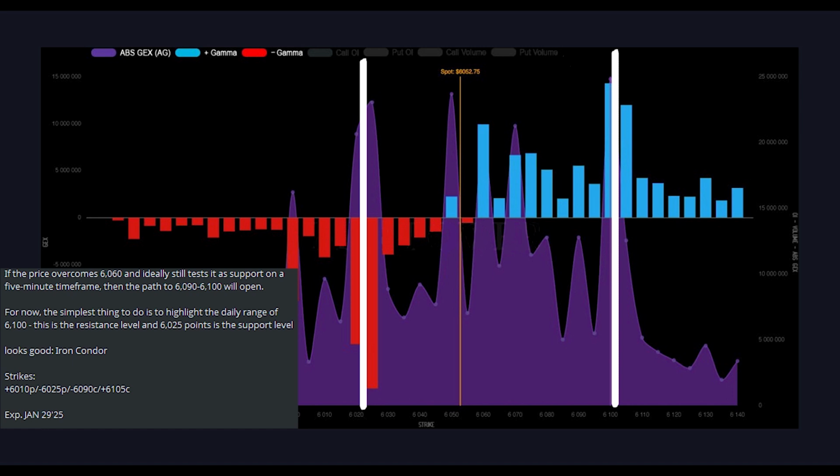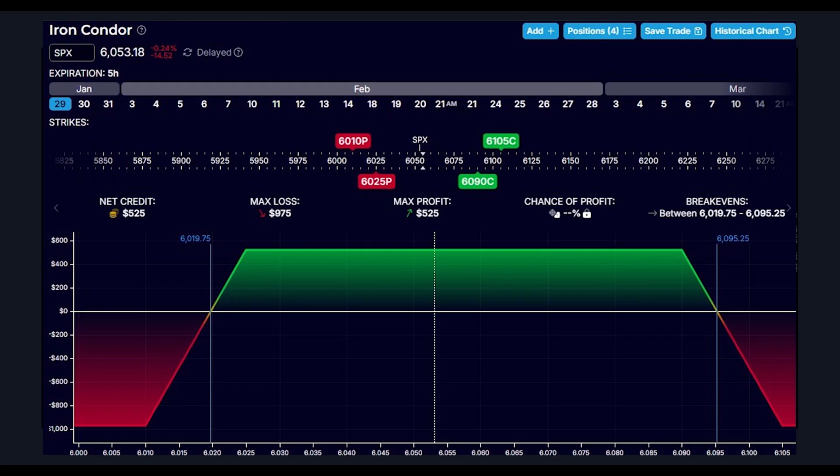That is, we have identified the levels above and below which the price should not have gone that day. It was possible to open the iron condor on these levels. And that's exactly the strategy we've discovered. The position profile looked like this.